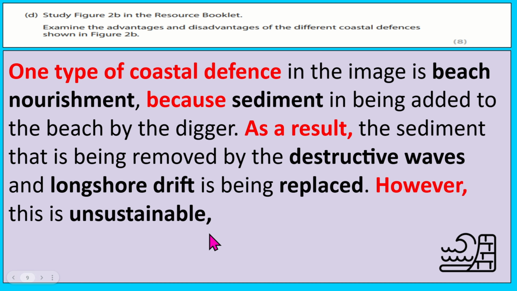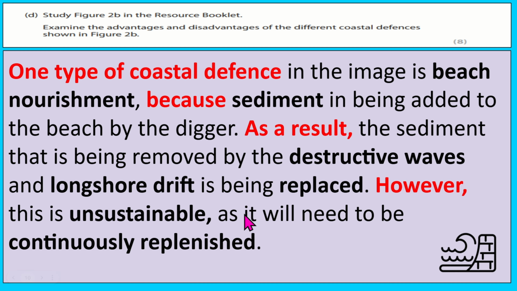However, this is unsustainable. Nice tier 2 word. Unsustainable means a pattern of behavior that can't be continued. It's unsustainable, as it will need to be continuously replenished. We talked about in the video of the dog chasing its tail. This is what I kind of tend to think of as a metaphor for beach nourishment. You know, how long are you going to do this for? Are you going to do this forever? Okay. For me, that is enough to get 4 marks.